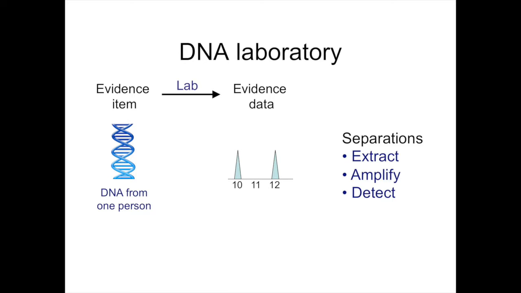The lab extracts, amplifies, and detects the signal at this 1 out of, say, 15 locations. It's all done simultaneously in the tube for all the different locations. And what you'll get is a picture appearing as an electropherogram.